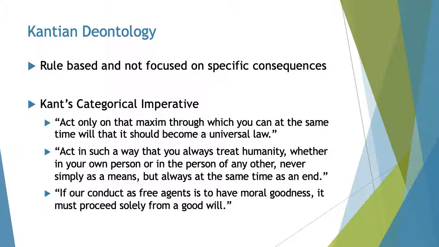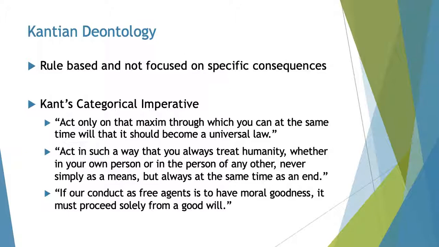So the second part of the categorical imperative is act in such a way that you always treat humanity, whether in your own person or in the person of any other, never simply as a means, but always at the same time as an end. Once again, a very confusing statement. But the short of this would be treat people as ends, not just means. It's a really complicated way of just saying don't use other people, right? Don't use other people for your own purposes. Always think of the end result for anyone involved in your ethical decision making, right? You should never use other people to get to your end.